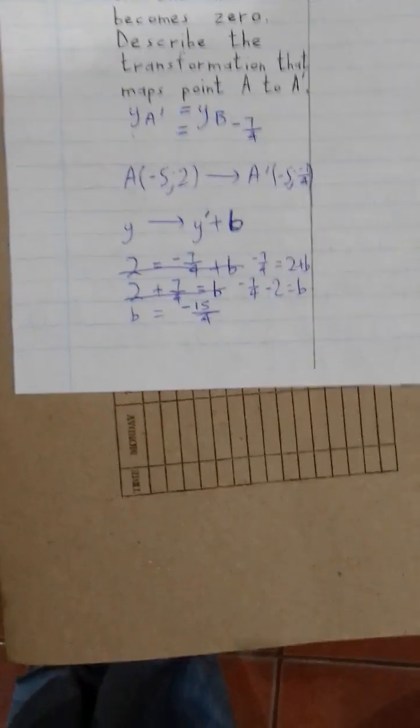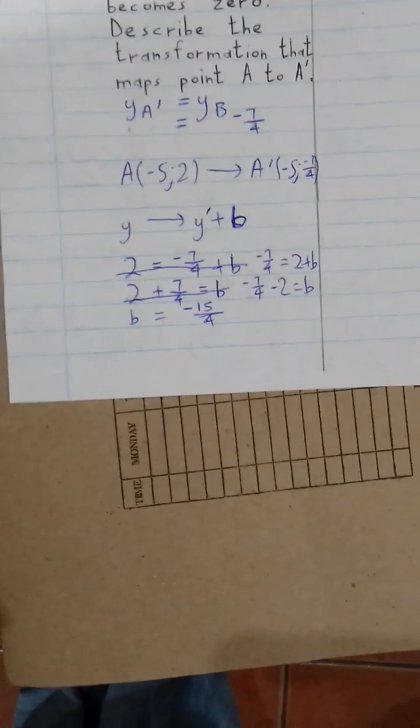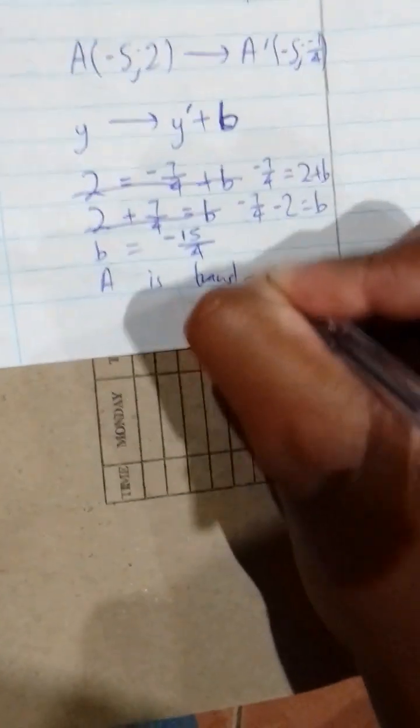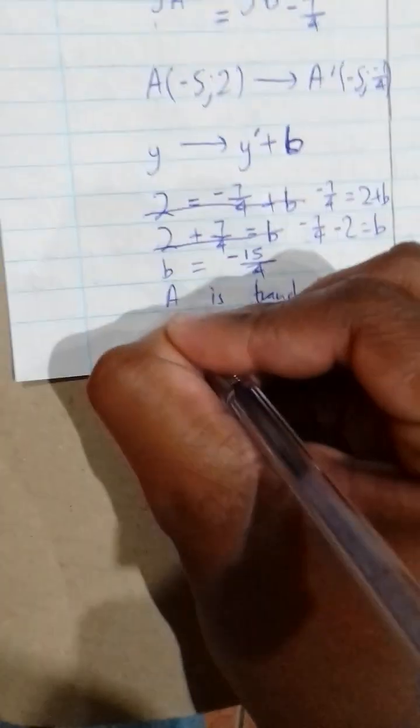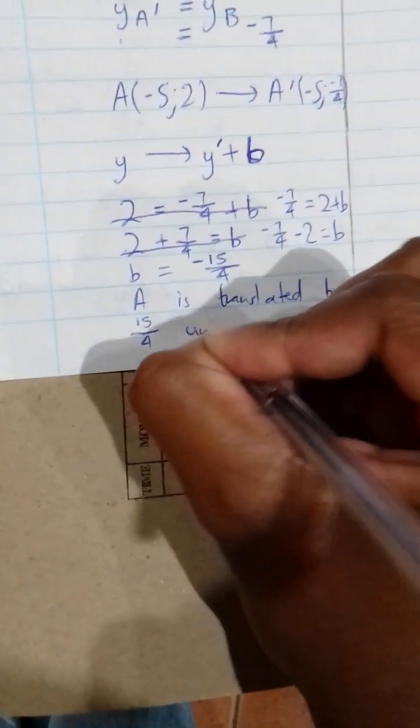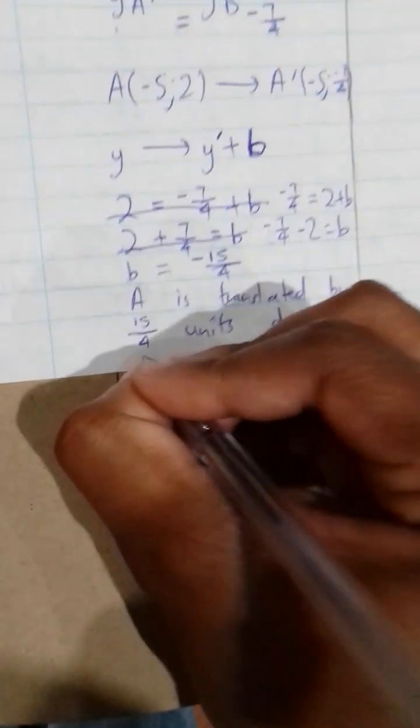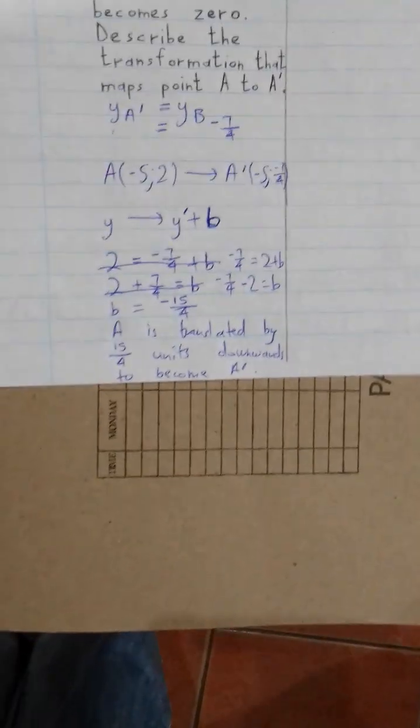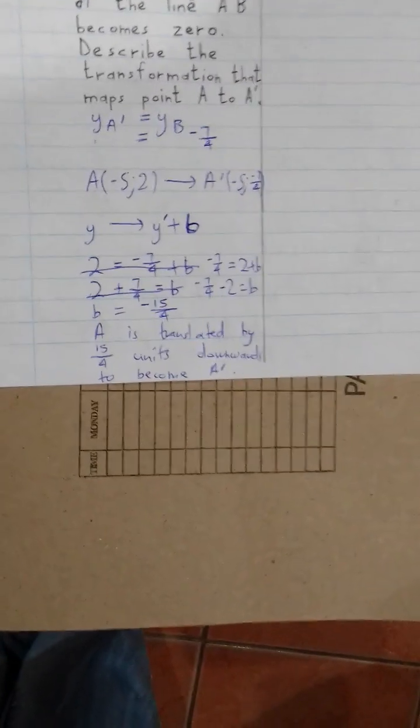Since b is negative, it means that the transformation that maps A to A prime is: A is translated by 15 over 4 units downwards to become A prime. Okay, I know that was a bit confusing because I made a mistake, but I promise you if you didn't get it, I will bring more for you to practice with.